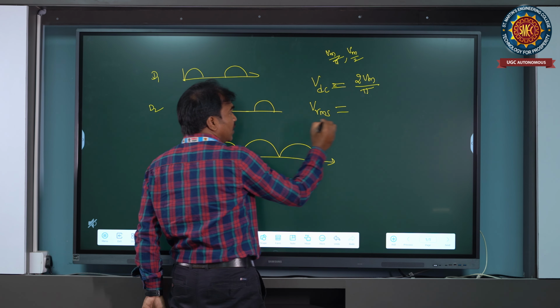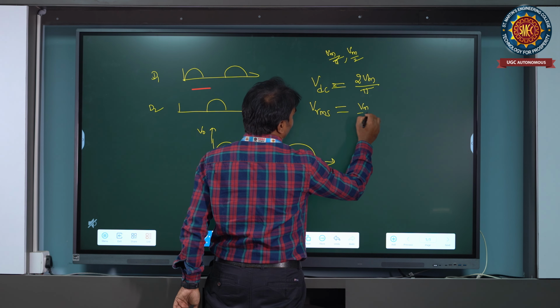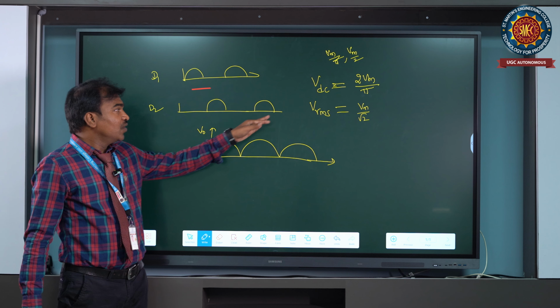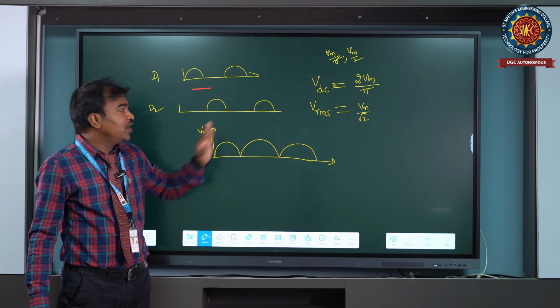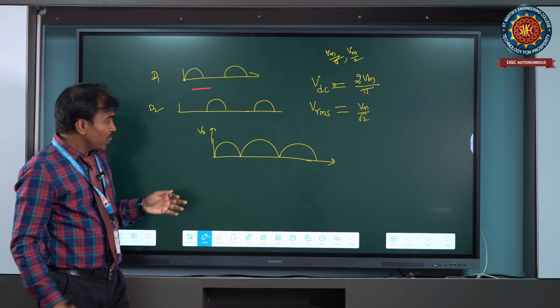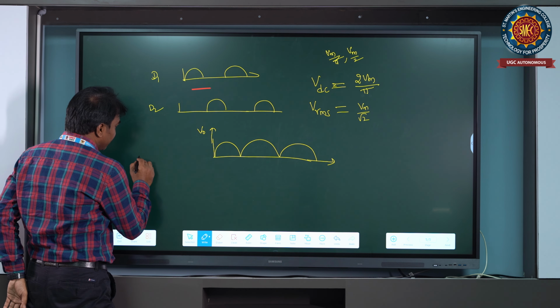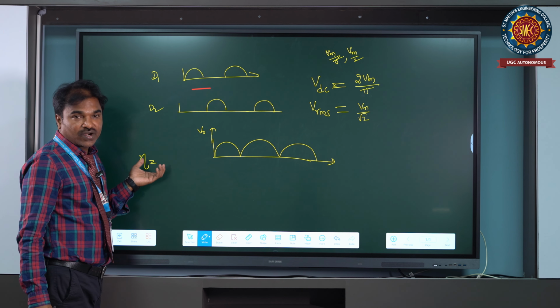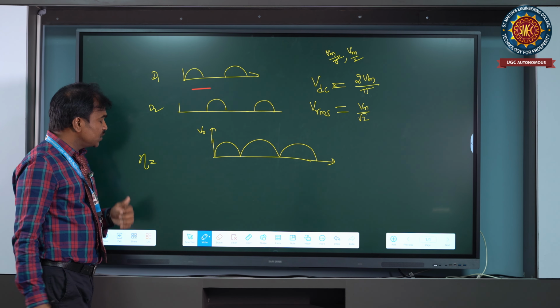Okay. Now here this value is Vm by root 2. VDC equal to Vm by pi and VRMS equal to Vm by root 2. Now coming to the efficiency, what is the efficiency of this full wave rectifier?